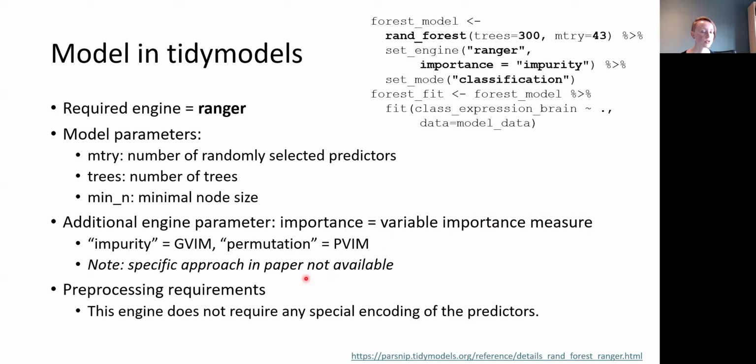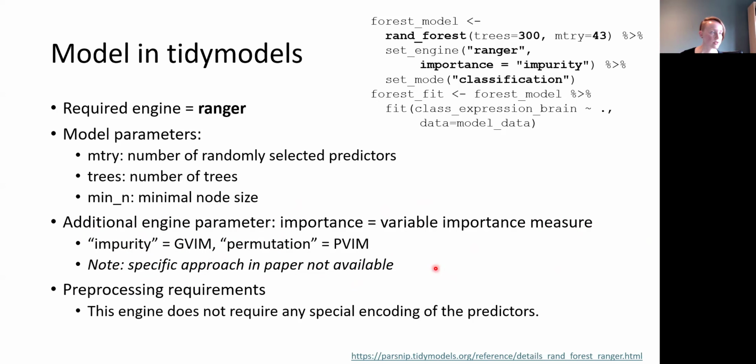The specific approach used in the paper is not specifically available within tidy models, as you might expect, but it does have these main ones here that we can have a look at anyway. In terms of pre-processing requirements for this, there aren't any particular special requirements, although, as I said before, it's worth thinking about any particular biases that there might be within the variable importance measure as to whether we want to use different ones if our predictors are perhaps on different scales or anything like that.